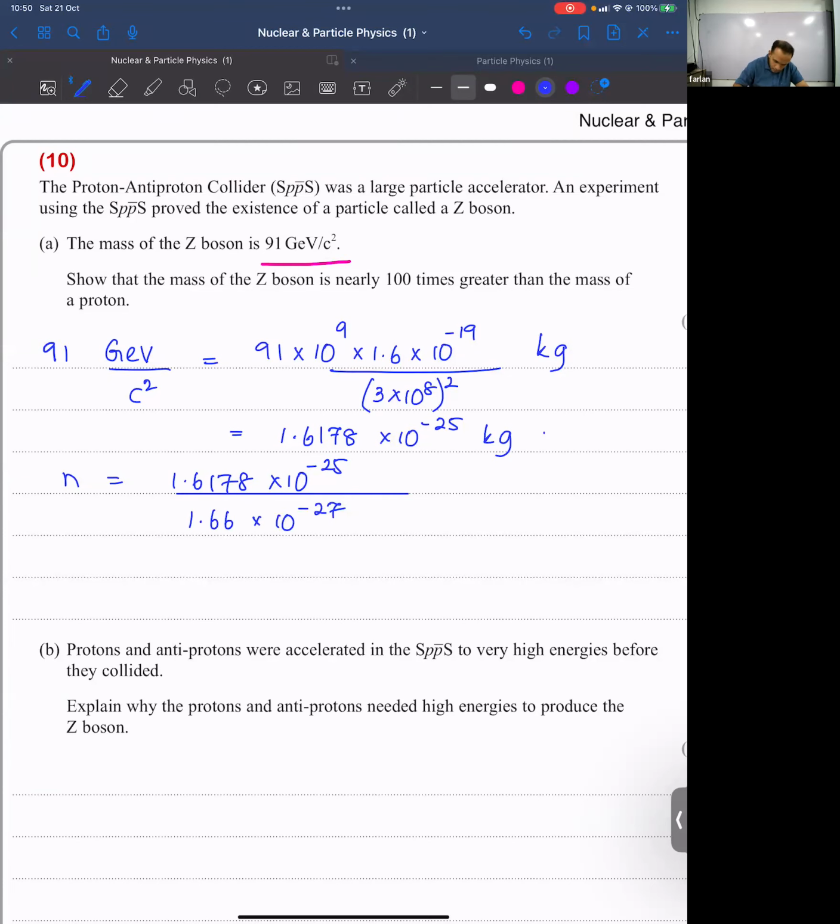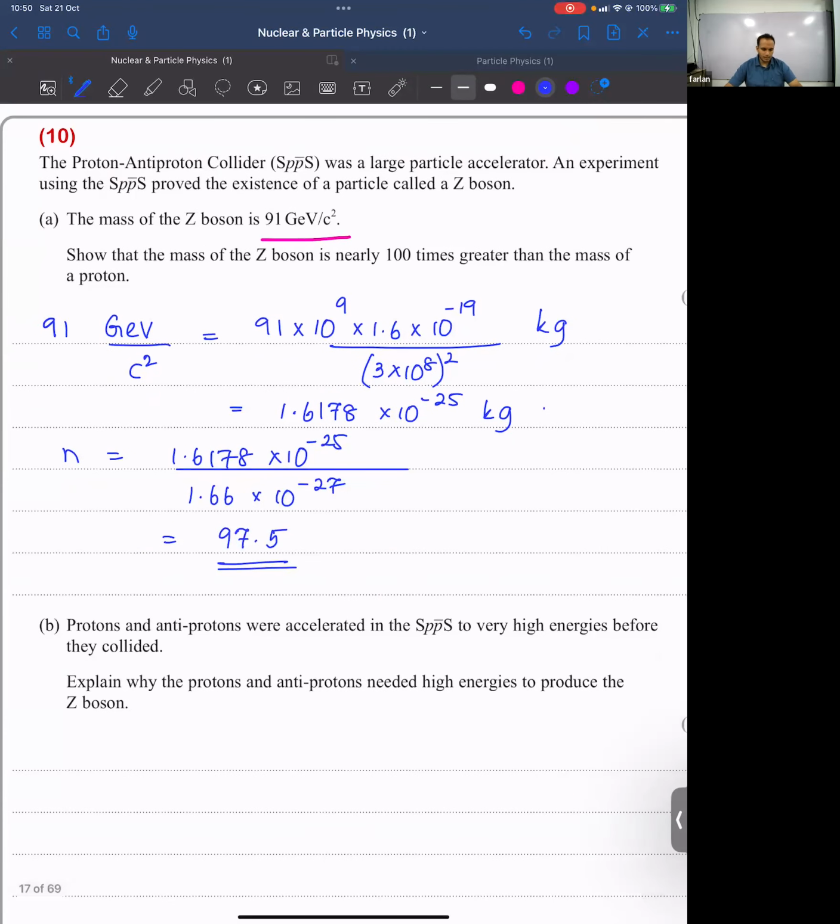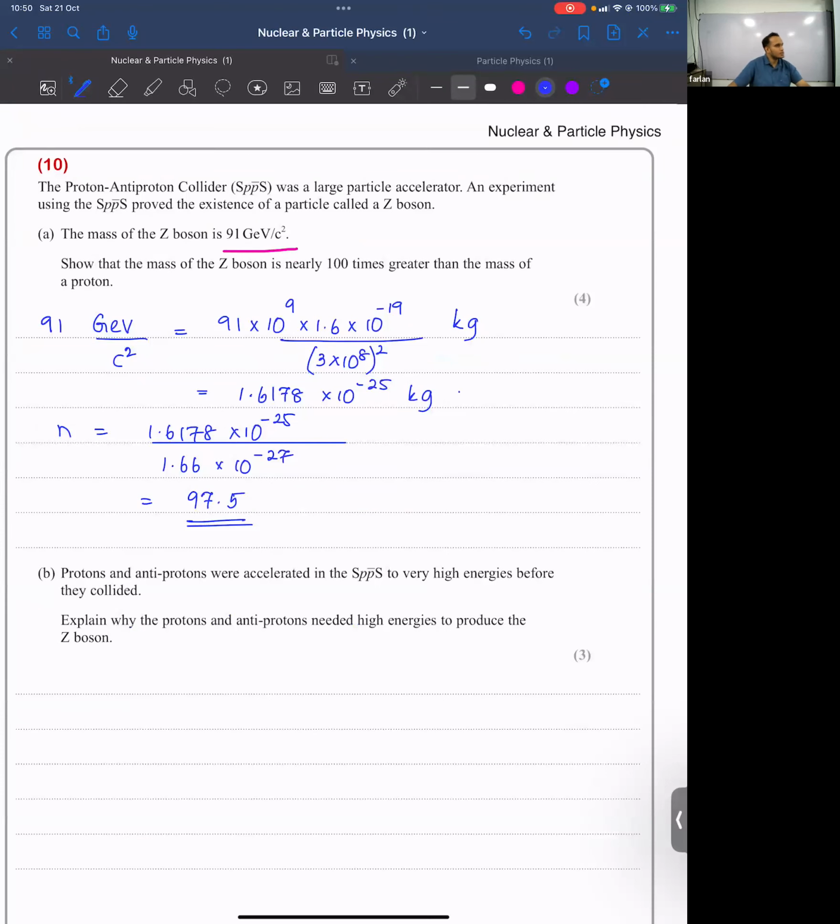That is 97.5, which is nearly 100 times, is what they are telling you. So yes, it is about 97.5 times the mass of the proton. Okay, easy marks.